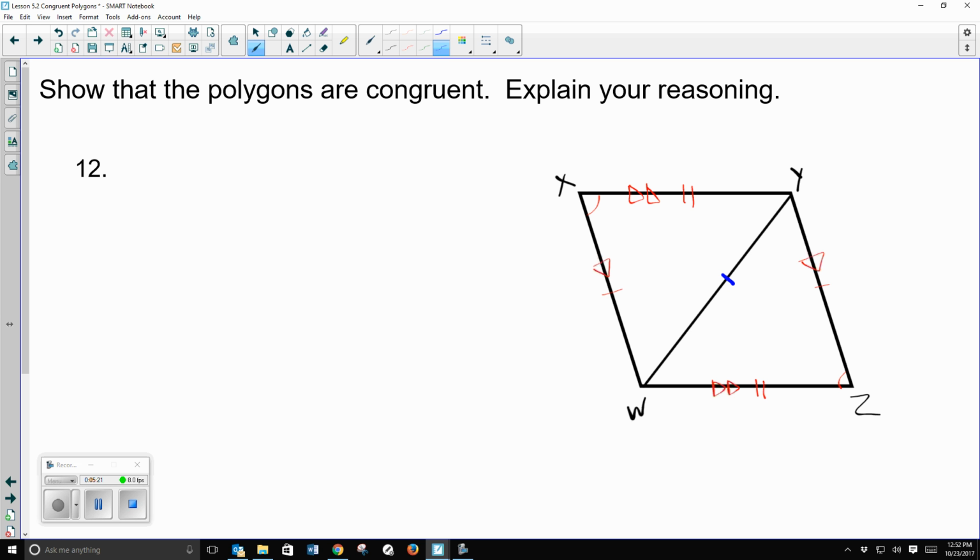And I'll put 3 marks here showing that it's congruent to itself, which is, let's say that WY is congruent to WY by the, what property? Do you remember? Reflexive. Those are the two that I have to stop and think and make sure I don't get them backwards. It is the reflexive property.